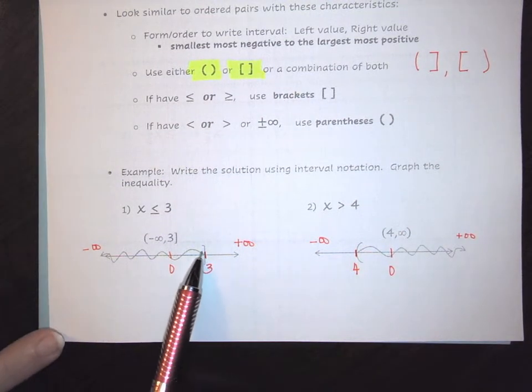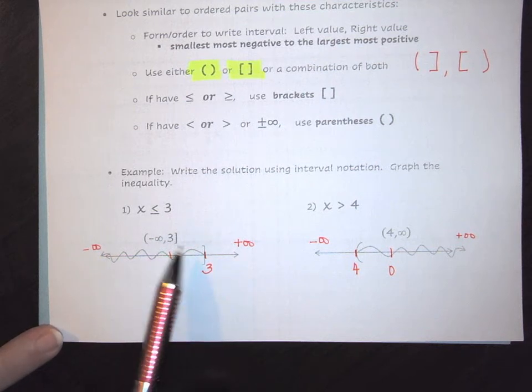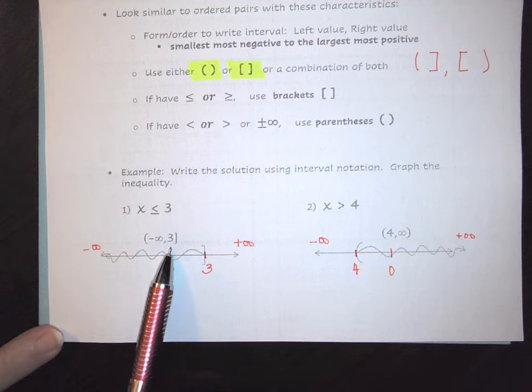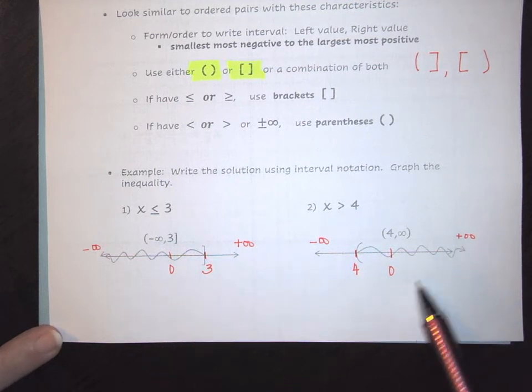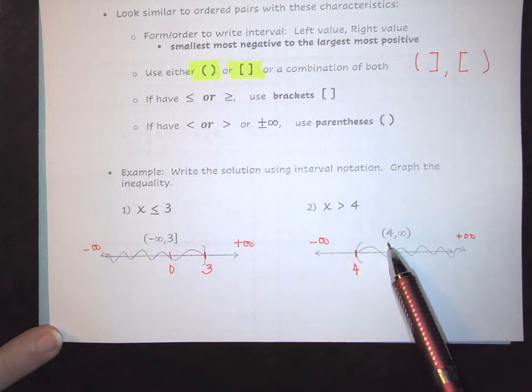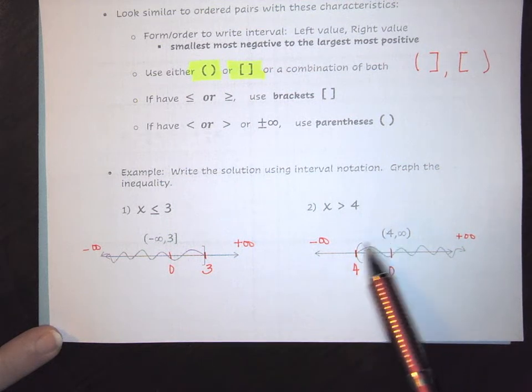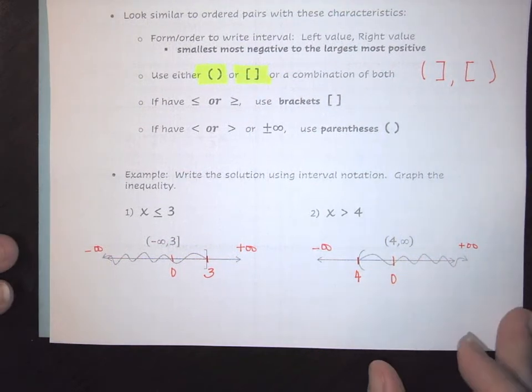Now, in order to graph, you're going to shade in the same direction as your interval. So notice my interval is going from negative infinity to 3. 3 has a bracket, so my graph has a bracket. On the other one, I'm going from 4 to positive infinity. 4 is not included, it has a parenthesis, so my graph has a parenthesis.